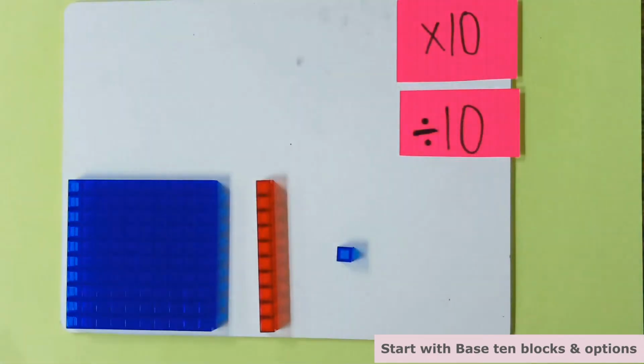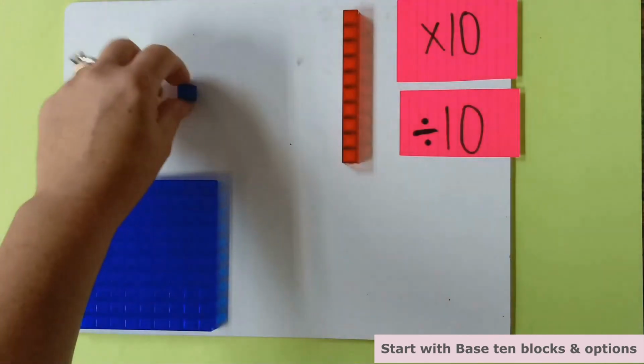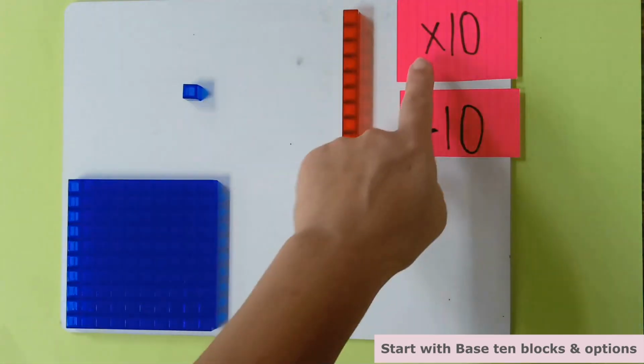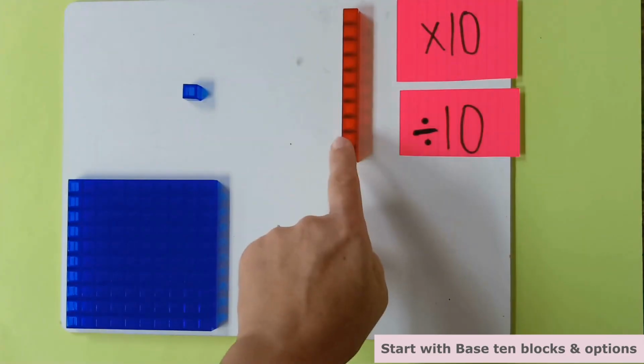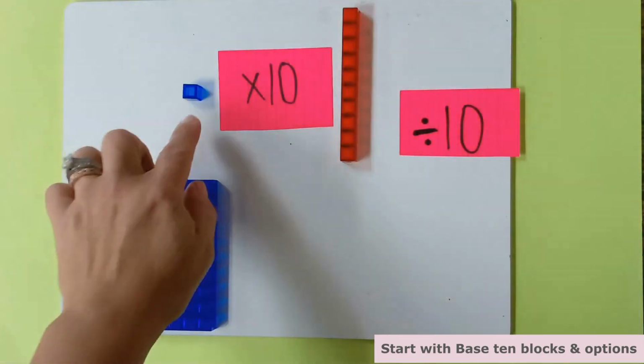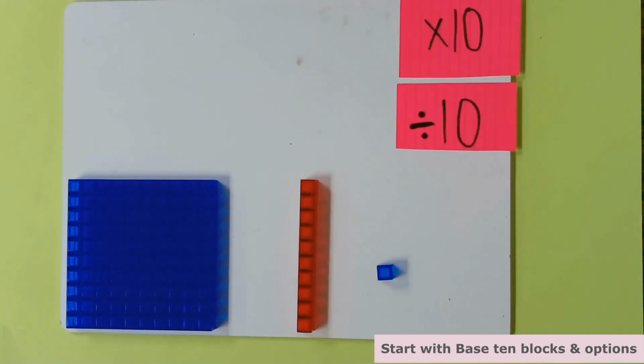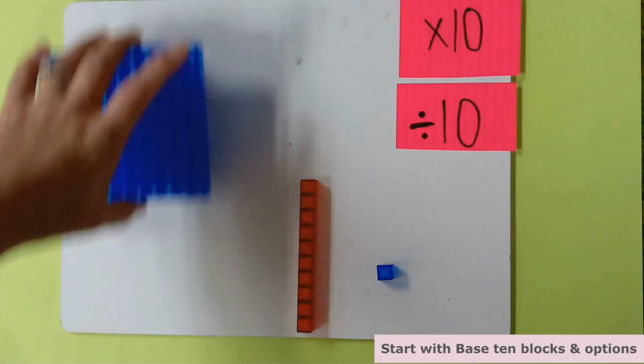I've also written the math that would go with those word stems because it's important to see the relationship of how to speak the times 10 and the divide by 10. So if students are able to equate it, they also should be able to speak it.